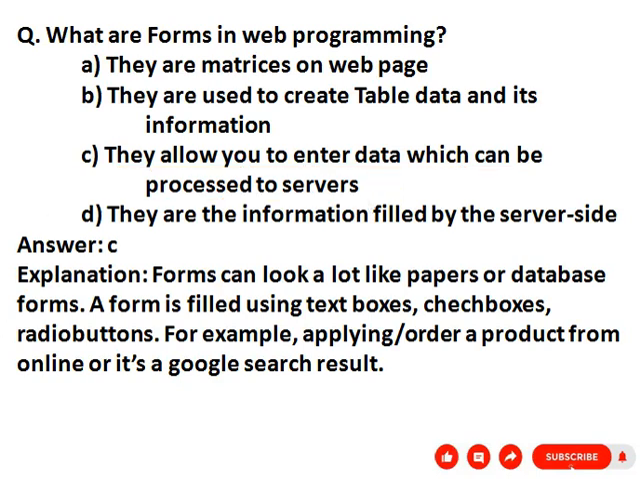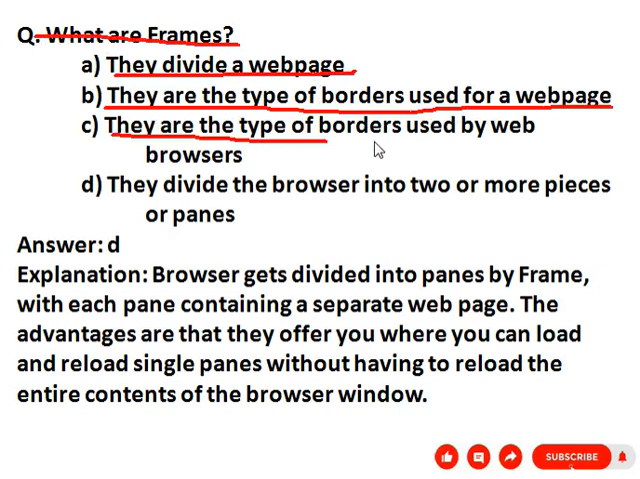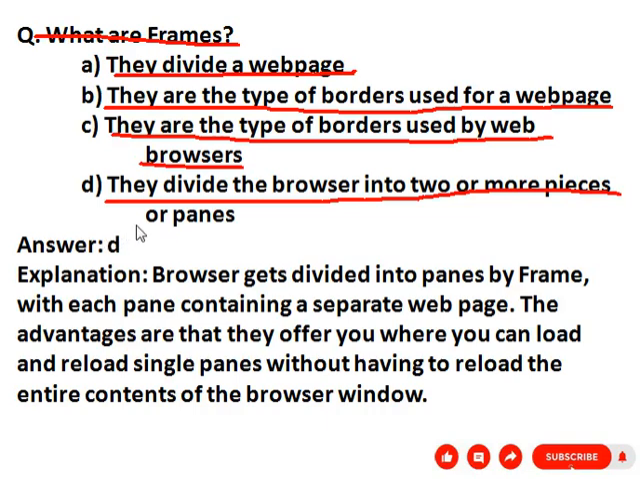Our next question, what are frames? Given options are A. They divide a web page, B. They are the types of borders used for a web page, C. They are the type of borders used by web browsers, D. They divide the browser into two or more pieces or panes. Your correct answer is option D.